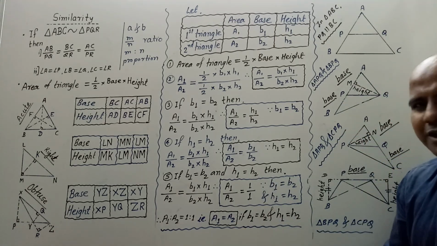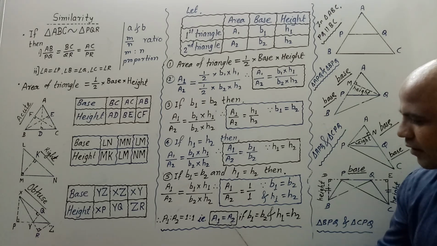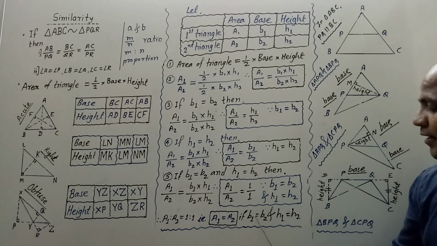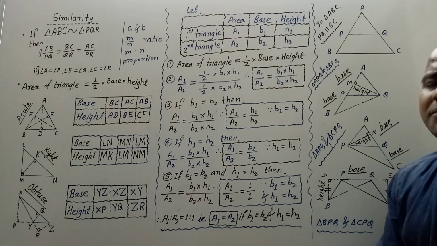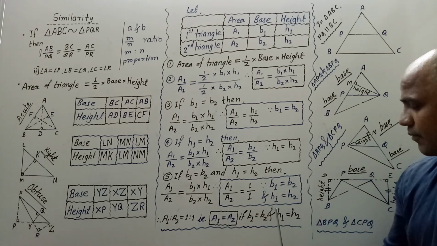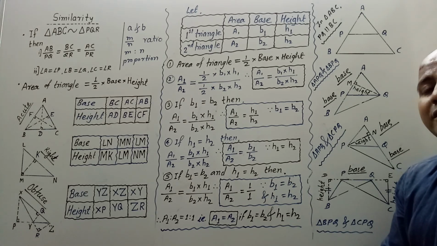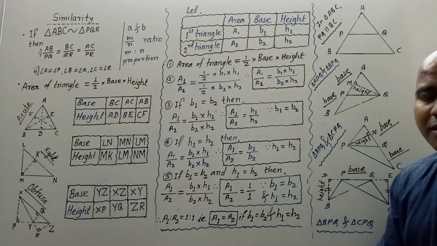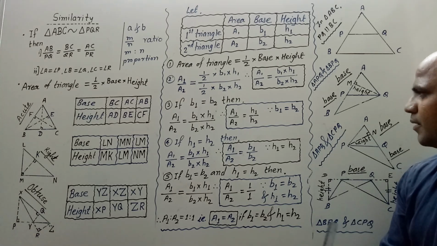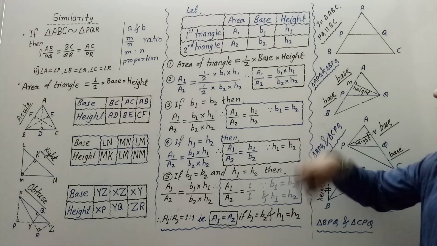If you do the cross multiplication, then what happens? A1 equals A2. When their bases are equal and heights are equal, simply, if we are going to find the areas of two triangles having equal base and equal heights, what happens? Their areas must be the same.